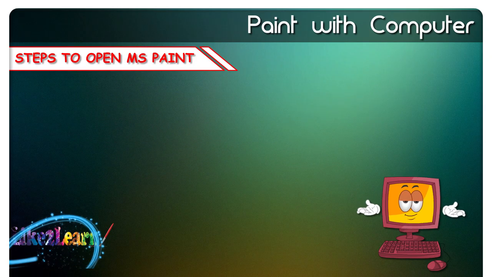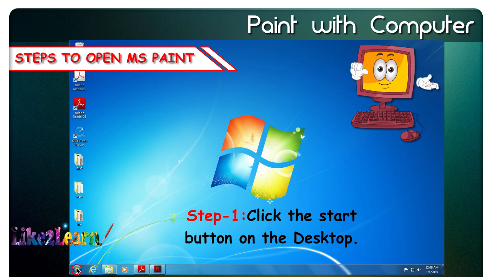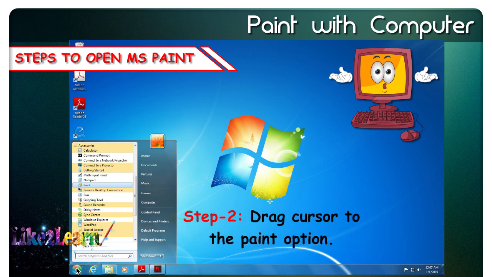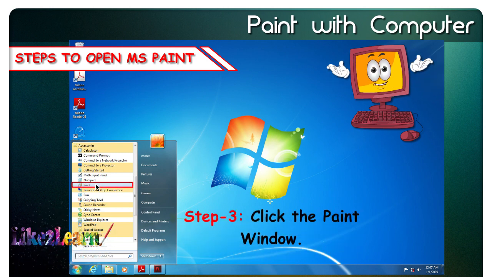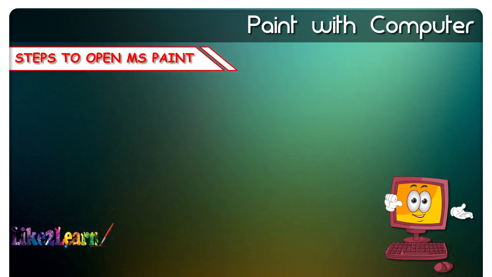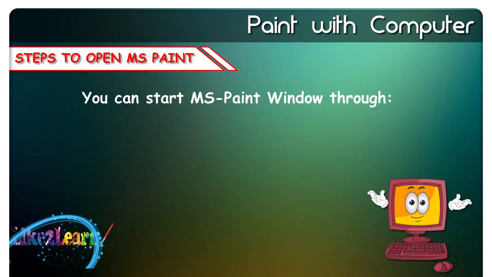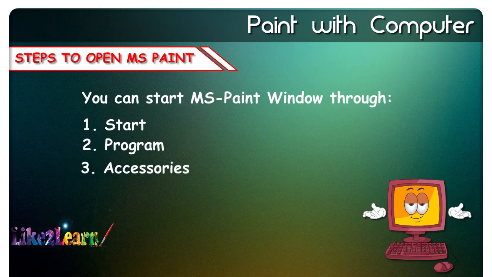Steps to open MS Paint. Step 1. Click the Start button on the desktop. Step 2. Drag cursor to the Paint option. Step 3. Click the Paint window. You can start MS Paint window through Start, Program, Accessories, Paint.